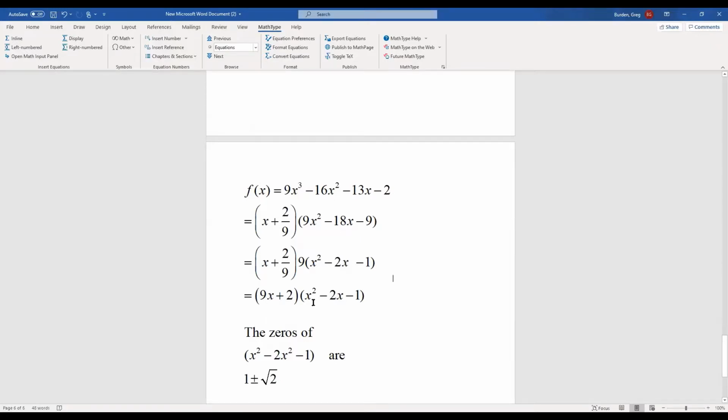You should check when you get a chance by multiplying this out. Pause the video, multiply it out, see that it does give us the original third degree polynomial.